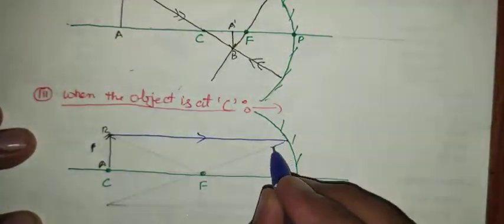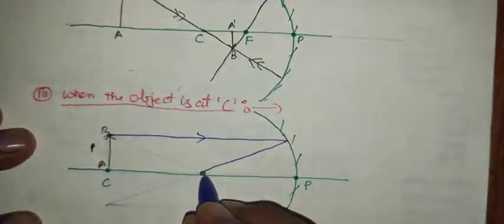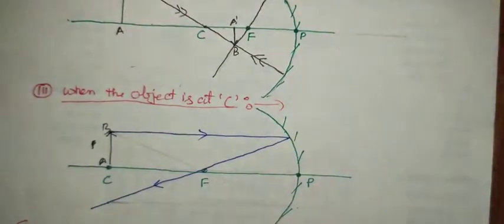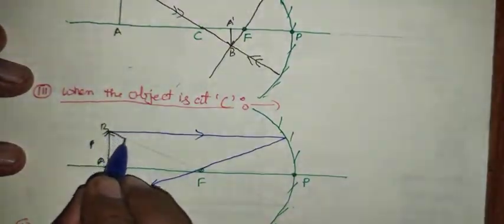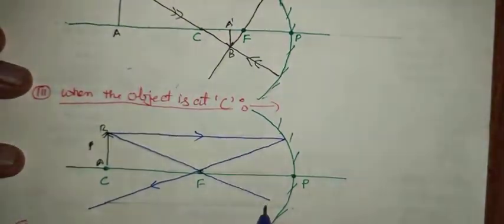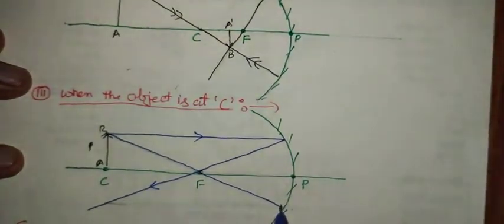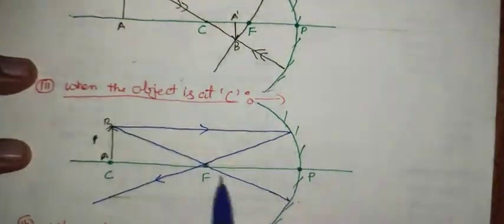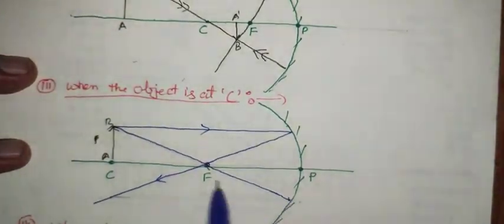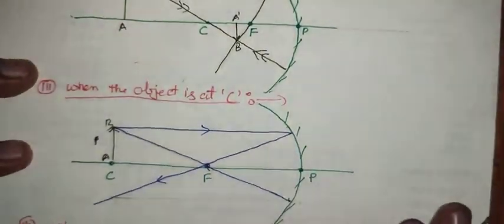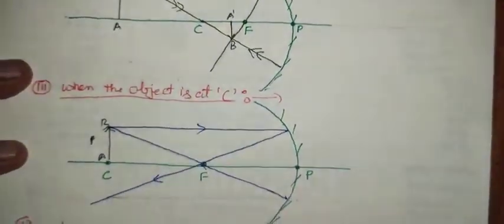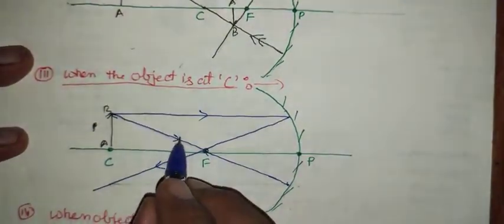Parallel to the principal axis, it always passes through the focus, and the second ray passes through the focus after reflection. Here we will take the ray passing through the focus because the object is at the center of curvature. So the second ray we will take differently from the previous case, where the second ray was passing through the center of curvature, but here it passes through the focus.